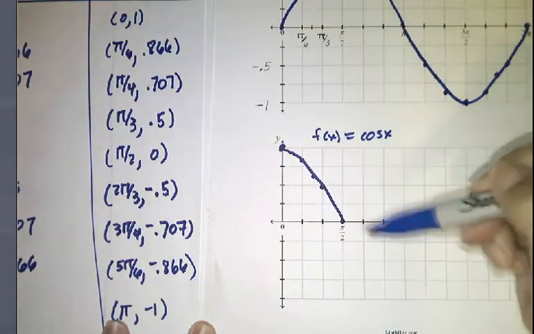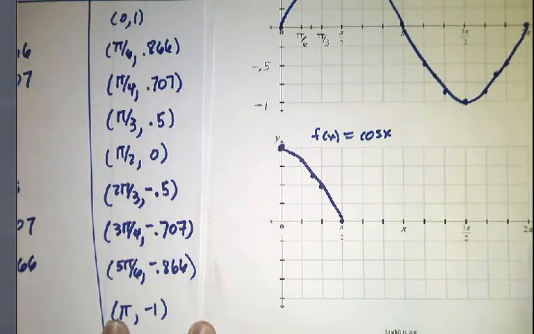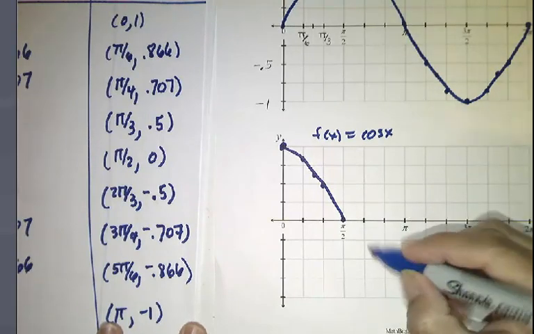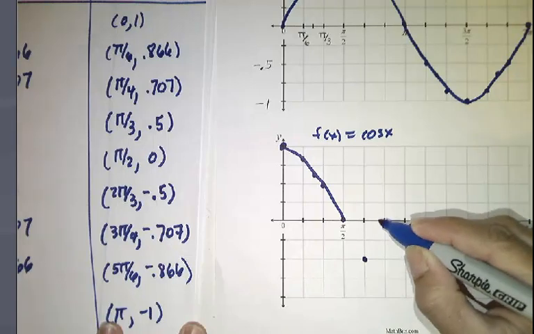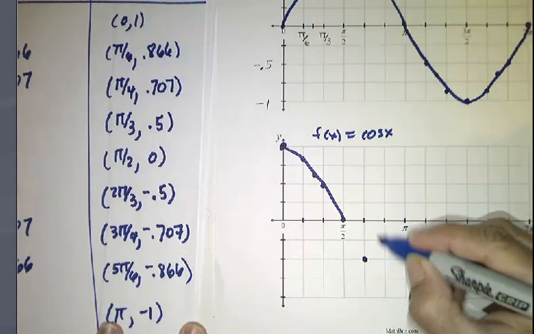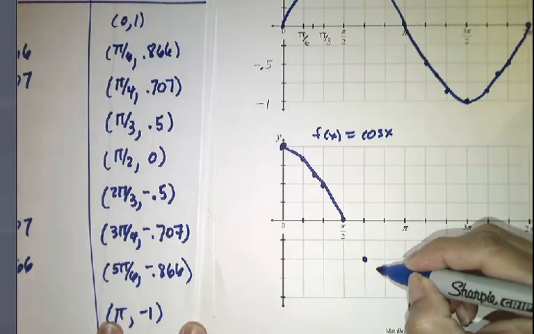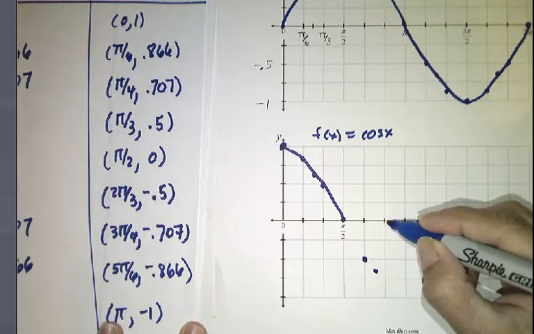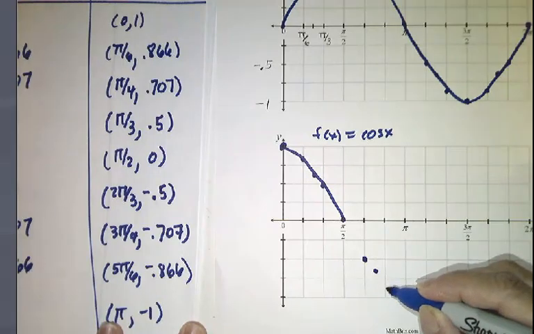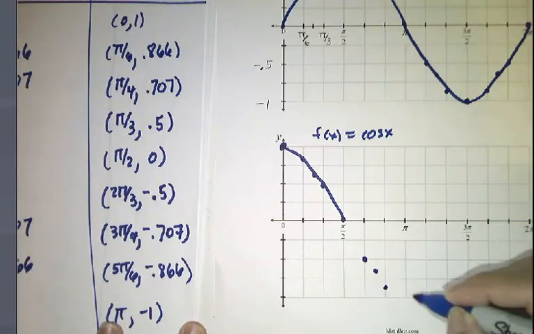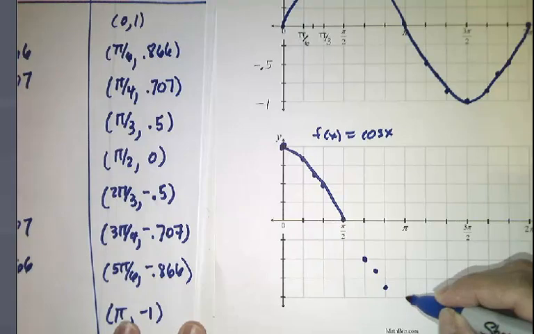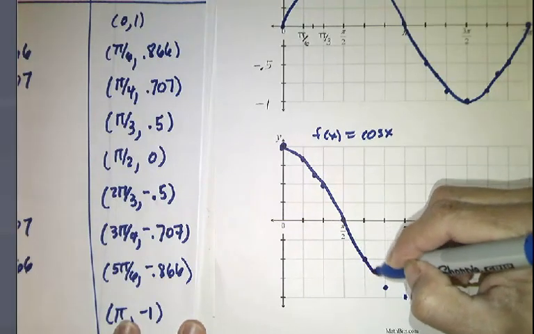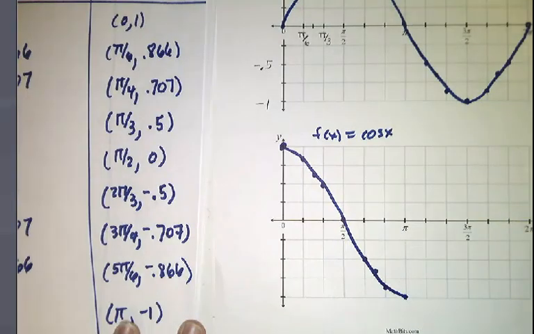Okay, now let's see what happens as we travel from pi over 2 to pi. So 2 pi over 3 gets mapped to negative 0.5. 3 pi over 4 gets mapped to negative 0.707, which sits about there. 5 pi over 6 gets mapped to negative 0.866, which sits somewhere about there. And pi gets mapped to negative 1. So we come around this time like this.